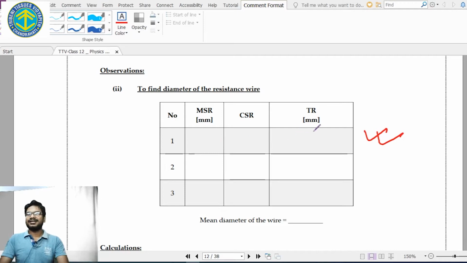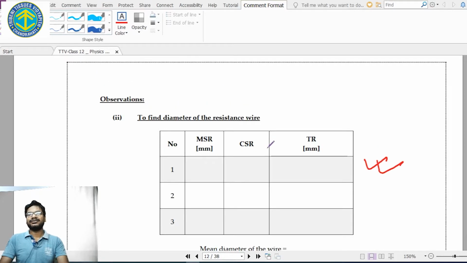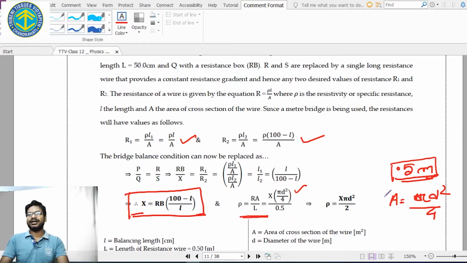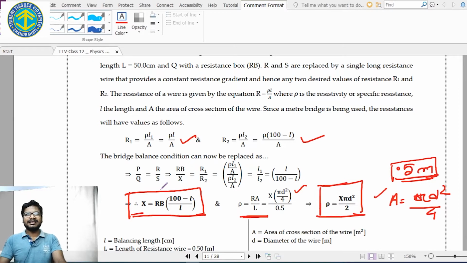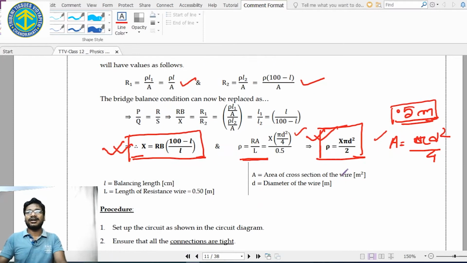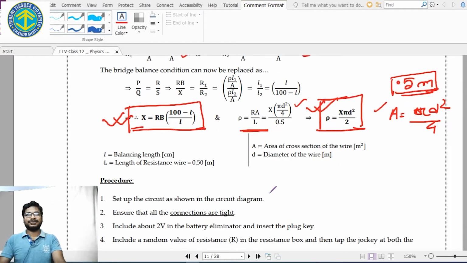So we will write the circular scale reading and total reading, and we have to find out the diameter, and then we have to find out the area, and then we have to put the value, and using this equation we will find out the rho. Okay, so these are the things you have to do. Please remember these two equations, because these two equations are the working equations of this experiment. Okay, we need to know this expression very clearly.